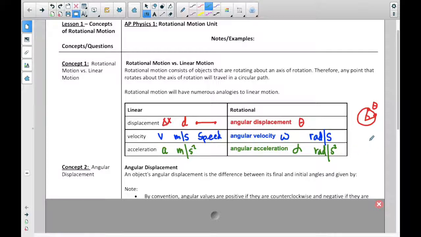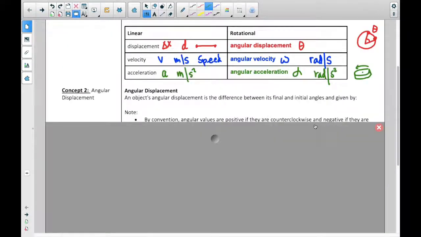So thinking about a disk, a lot of the questions will say something like, we have a disk and it starts at rest and it speeds up to a certain speed. What is its angular acceleration? We're just asking, how fast is it speeding up? Okay, those are some of the basic variables and terms that you need to know for this unit.